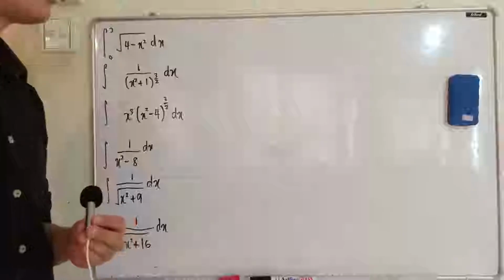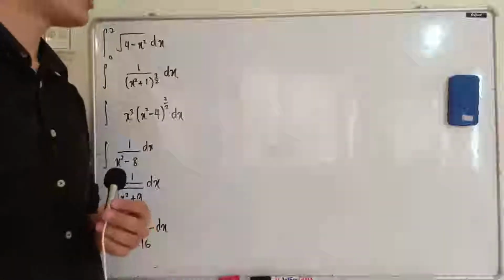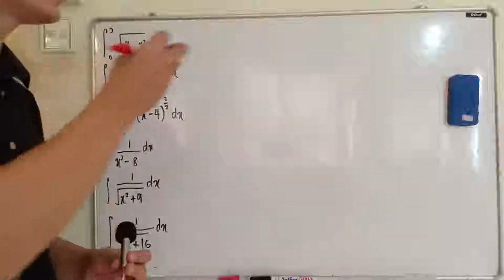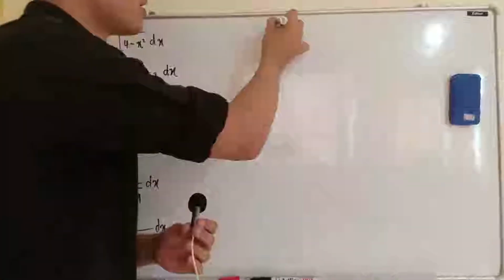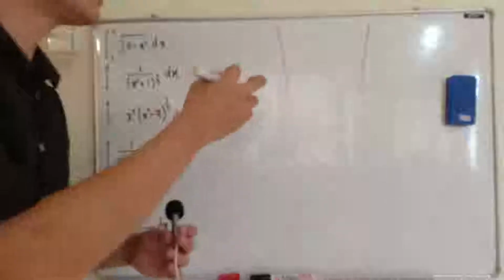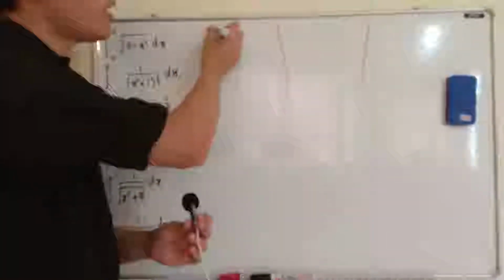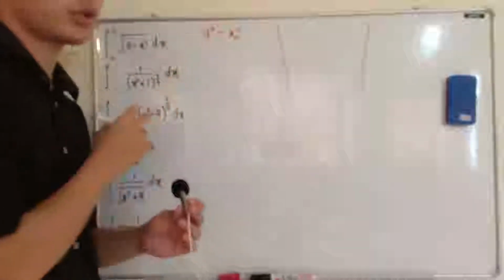Hi guys, so now I'm going to teach y'all the trigonometric substitution method. Basically, in trigonometric substitution we have three cases. So we have three things over here. The first is when you have constant square minus s square.